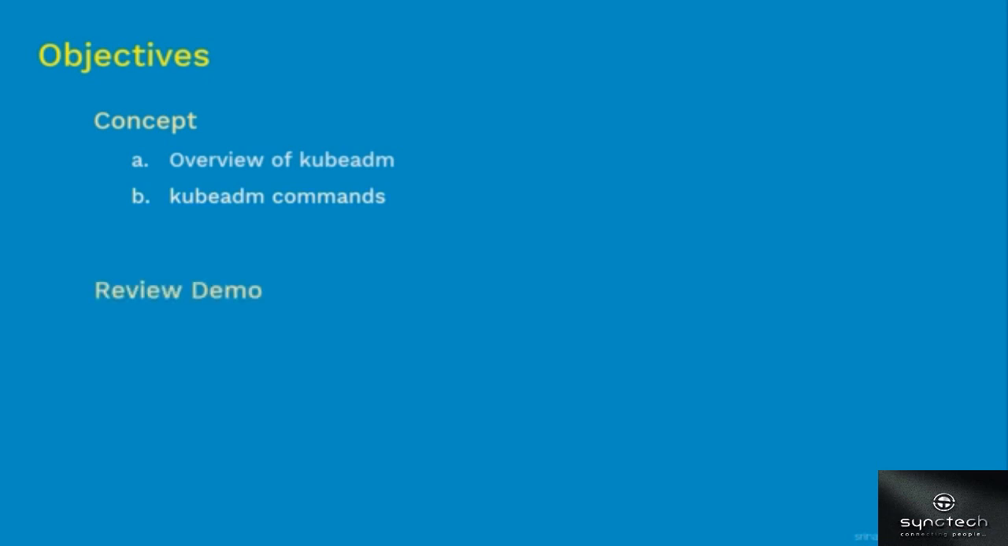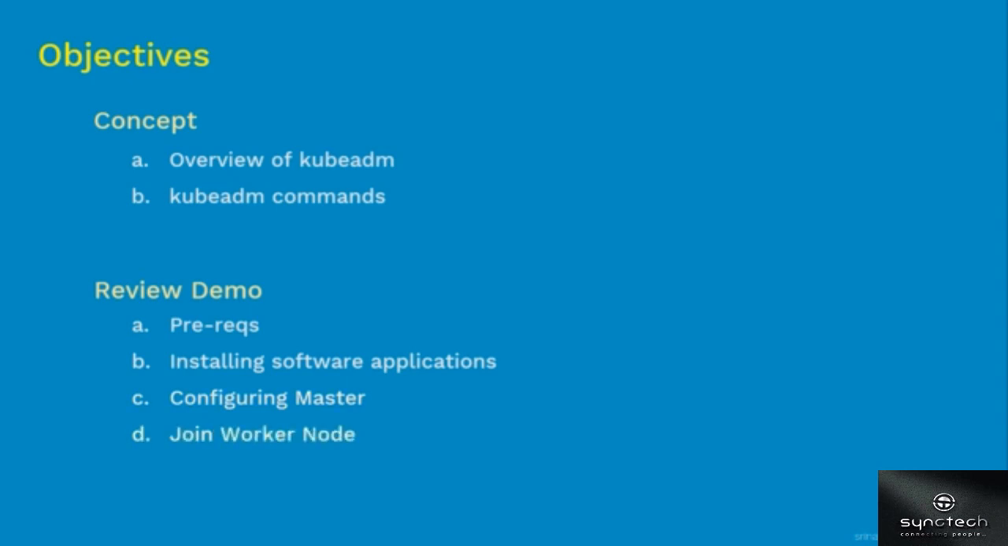After that, we will review the demo we were able to perform on a live system. This will help you better understand when you watch it actually being done live. In this demo review, I'll show you the prerequisites required before you install Kubernetes. Then we'll install the software applications related to Kubernetes. After that, we will configure the Kubernetes master node. Then we will configure the Kubernetes worker nodes and join them to the cluster. And finally, we'll test and validate the entire setup. So that's section 2.